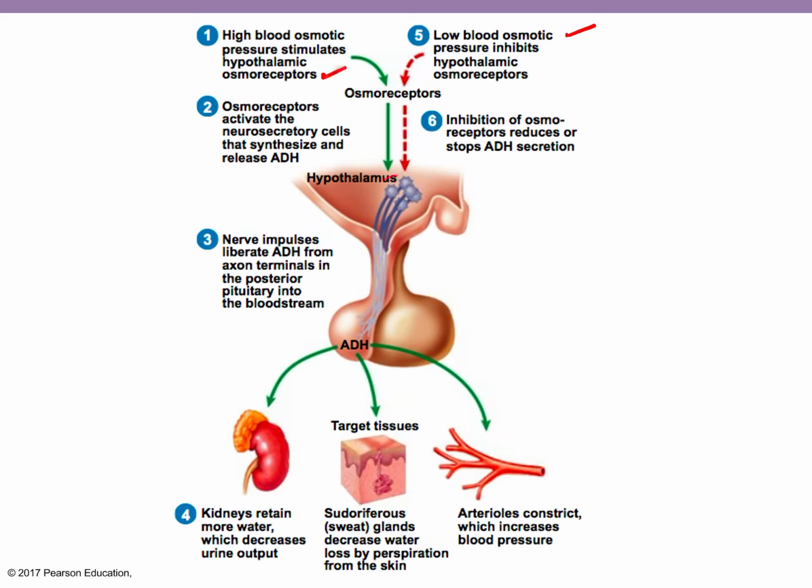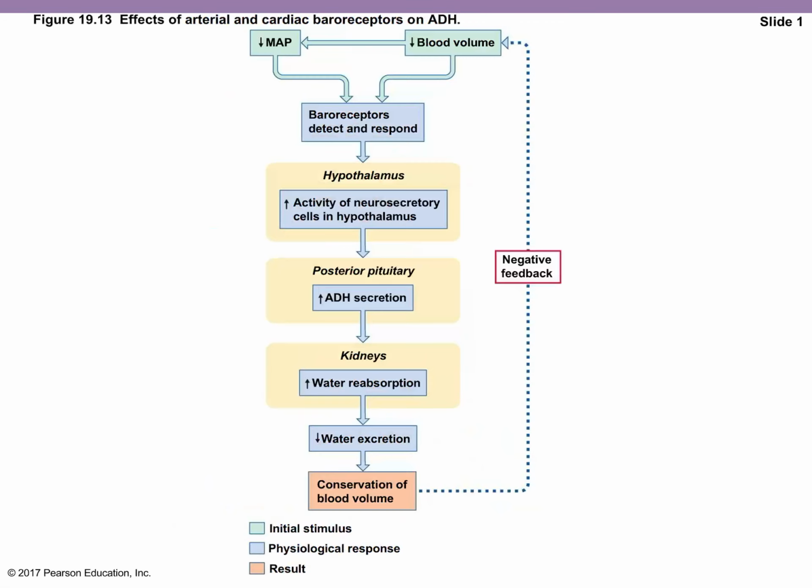This is our posterior pituitary acting on the kidney. ADH, just FYI, has roles that can target other tissues, the skin. It can decrease water loss by perspiration. It can also constrict the blood vessels so that you can increase blood pressure. But we're predominantly looking at the kidneys today. This should also make a lot of sense.